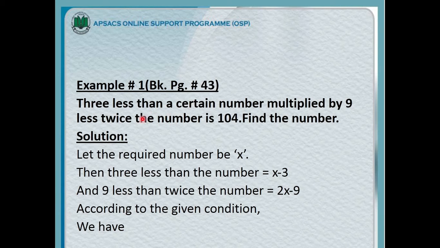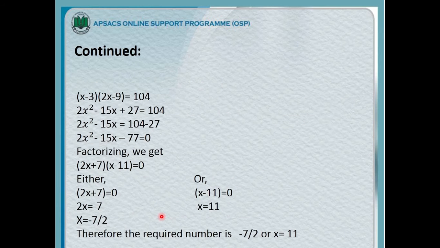Now we multiply these two parts. According to the given condition, we have (x minus 3) into (2x minus 9), and their product is given, that is 104. On multiplying these two brackets, we get a quadratic equation, and by factorizing we get two values of x, that is minus 7 by 2 and 11. Therefore the required number is minus 7 by 2 or the number may be 11.